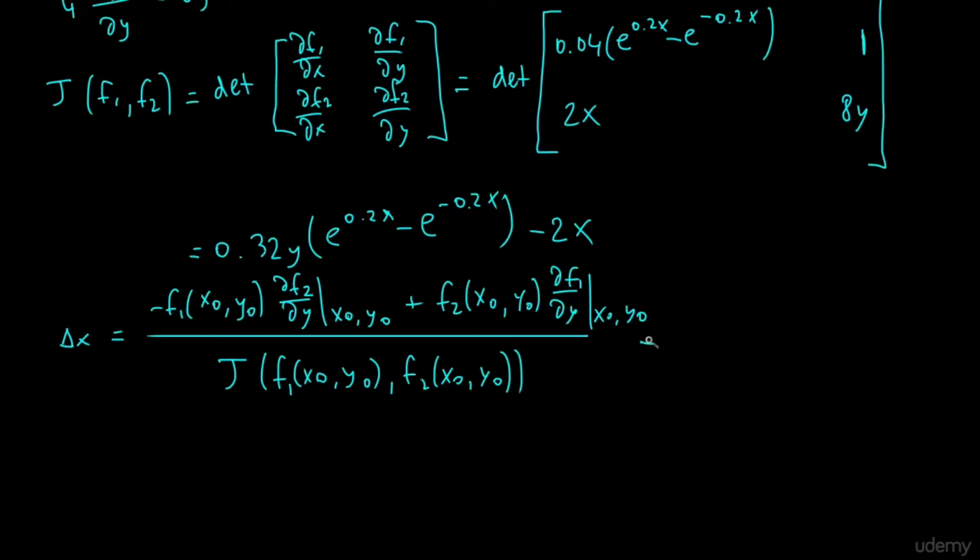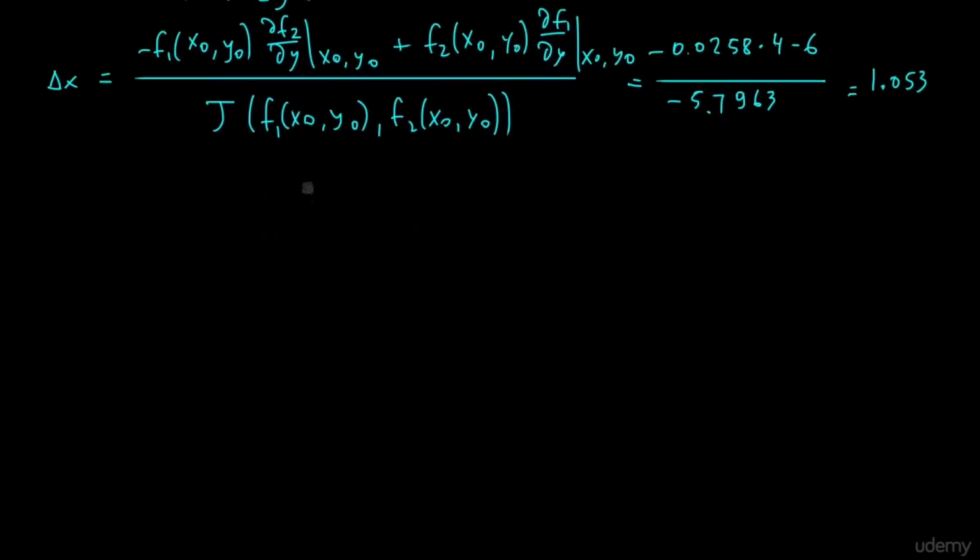Like so. So if we plug in the actual values, we're going to get something like the following. We'll get minus 0.0258 times (4 minus 6), all divided by minus 5.7963. And that's roughly 1.053. And then we do the same for delta y.